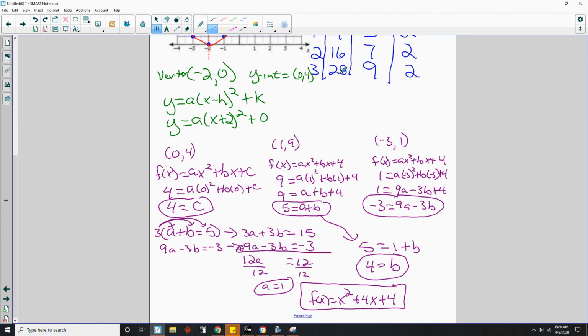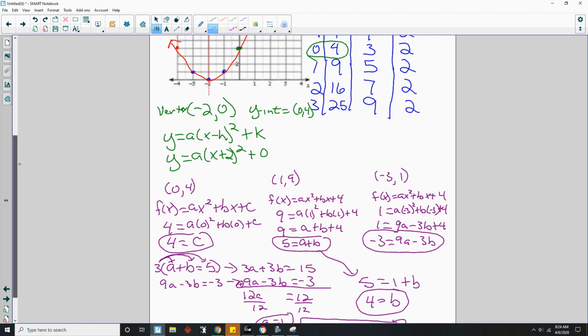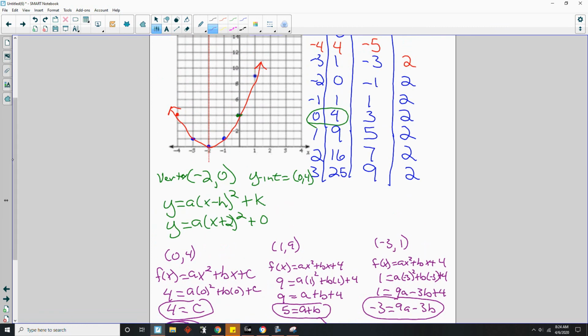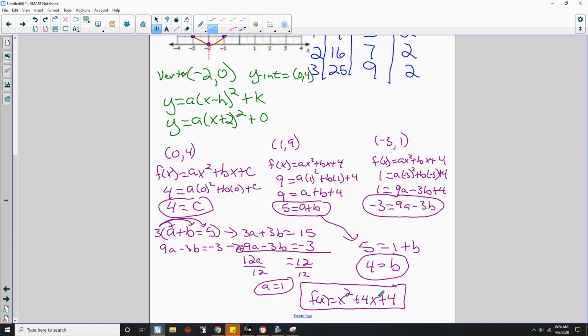Now let's check it. Let's put this 3 in, and I should get 25. 3 squared is 9, 4 times 3 is 12, 9 plus 12 is 21, plus 4 is 25. It worked. Check 2. 2 squared is 4, plus 4 times 2 is 8. 8 plus 4 is 12, plus 4 is 16, and that is 16. So just checking those two, it worked. If I plug in 0, I'm obviously going to get 0 squared plus 0 plus 4, which is 4. So there's the equation of the parabola going through the 3 given points.